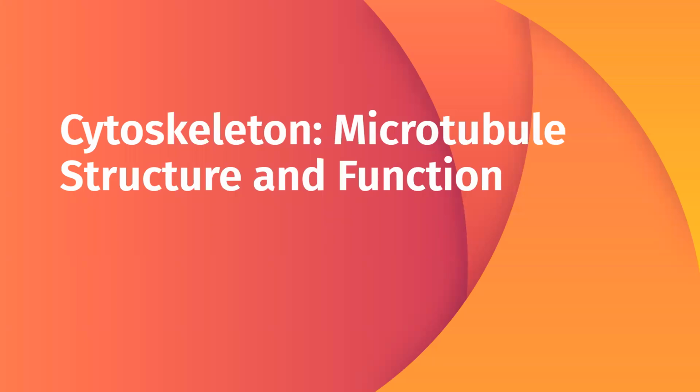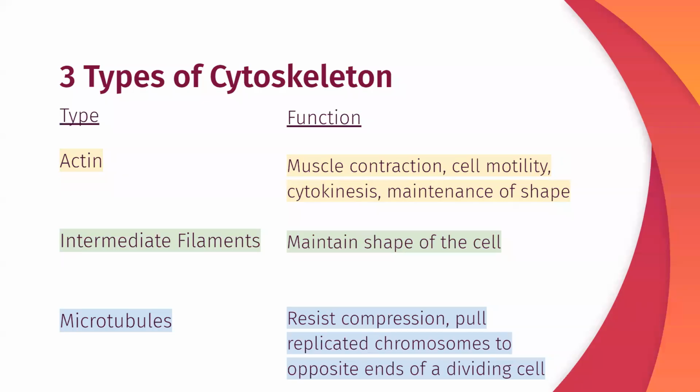Okay. So this is topic 6, cytoskeleton, microtubules, MAPs, all of that fun stuff. I like this topic. So just briefly, there are 3 types of cytoskeleton. Our first is actin. If you've taken kin or physiology, then you're probably pretty familiar with it. It's really involved in muscle contraction with myosin, cell motility, cytokinesis, and maintenance of shape, just as a structural feature.